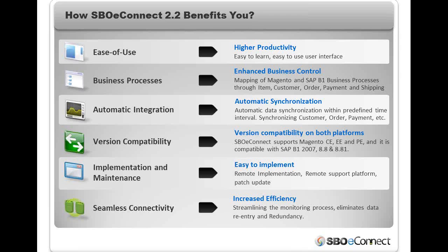SBOeConnect is compatible with Magento Community, Professional and Enterprise Edition, and on the other hand it is compatible with SAP Business One 2007, 8.8 and 8.81, which is the latest version. It is quite easy to implement. All the implementation will be done remotely, and we have an excellent remote support team in your local time zone, so there will be no problem for remote support and remote implementation. SBOeConnect provides seamless connectivity across these two platforms, streamlining the entire monitoring process. You can monitor each and every integration process, and proper error logs and sync logs are associated with the integration system.